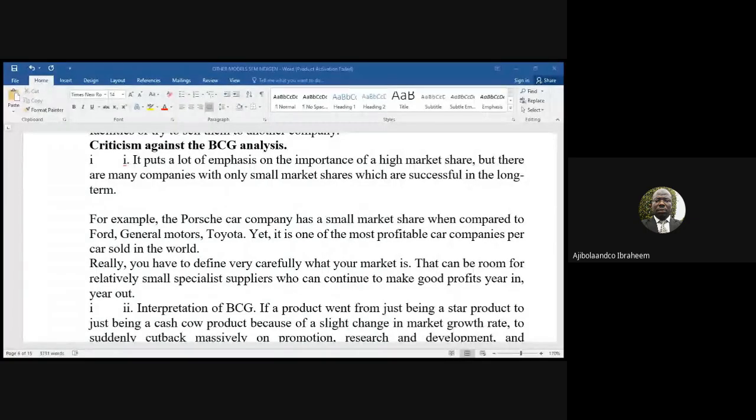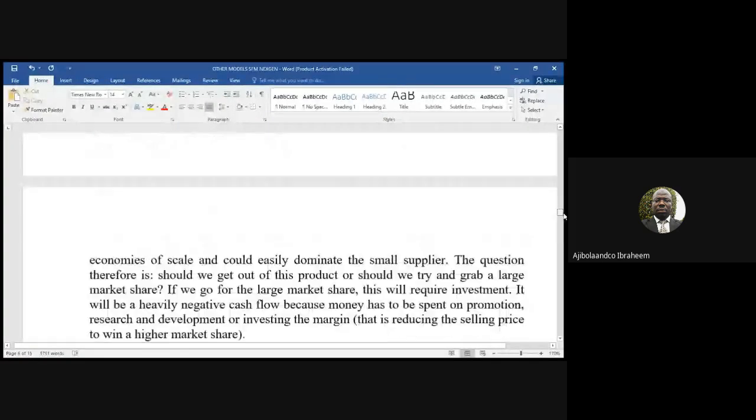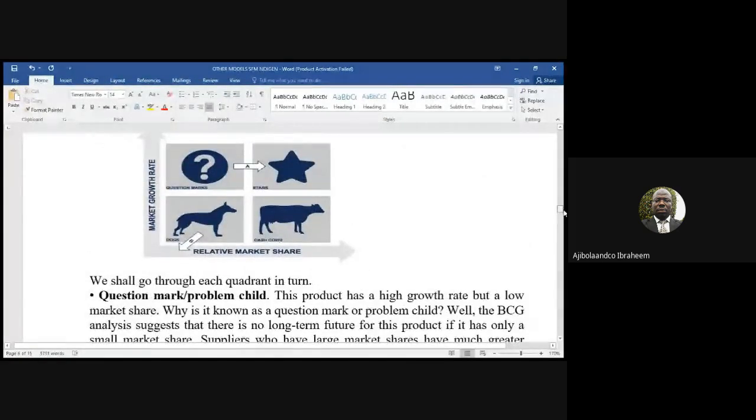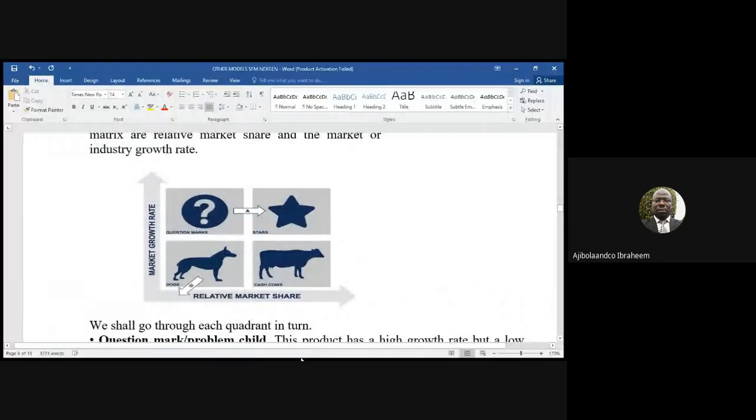The other one is interpretation. Because it was between the lines, we see the interpretation as very dangerous. Why is it dangerous? In that quadrant, you have the y-axis and x-axis, and the line in the middle divides the quadrant. One of the characteristics of a star is that you must be advertising and promoting. In a cash cow, you don't need to advertise or do promotion again. That line that divides them is very thin.